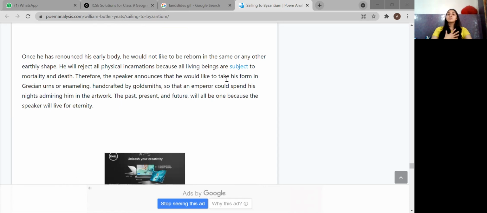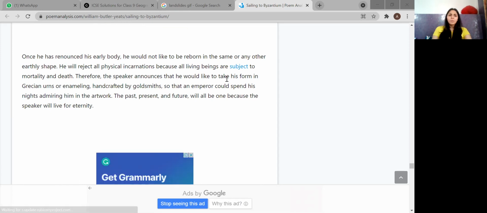This poet is so given up on his physical and sensual desires that he does not want any other earthly shape. He will reject all the physical incarnations because all living beings are subject to die, right? So he does not want to be a living being because they are all subject to die, and they're all mortal and not immortal. Therefore, the speaker announces that he would like to take his form in Grecian urns or enameling. What does that mean?